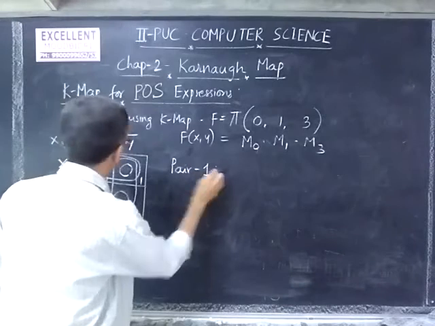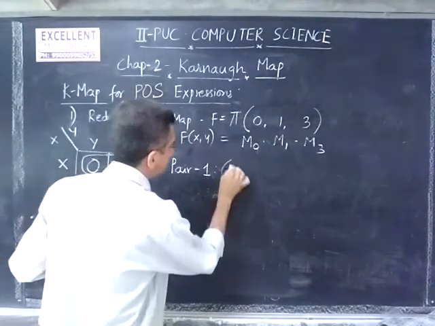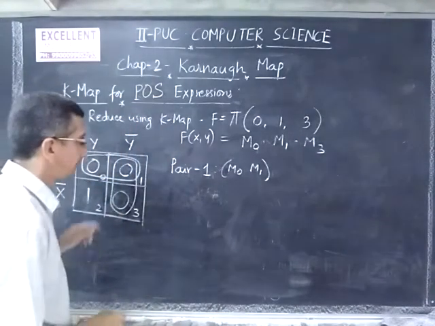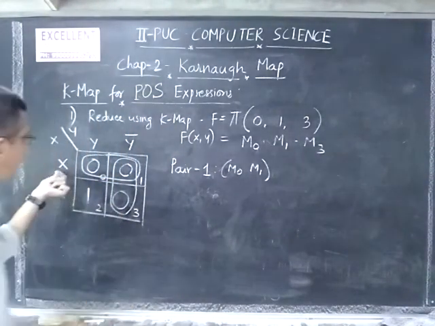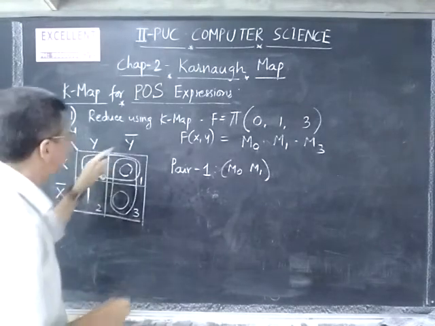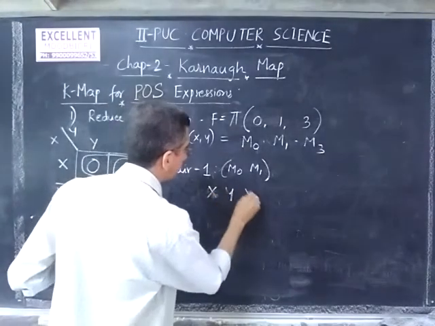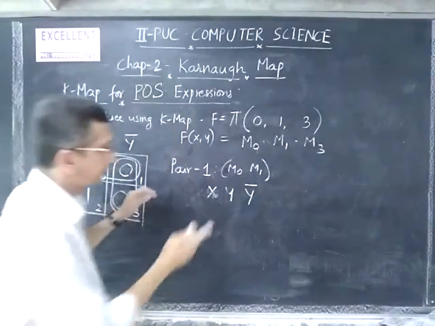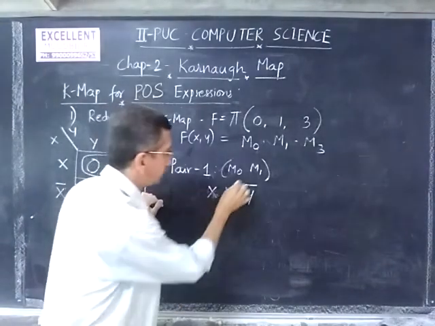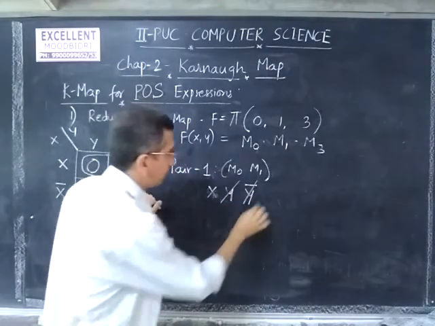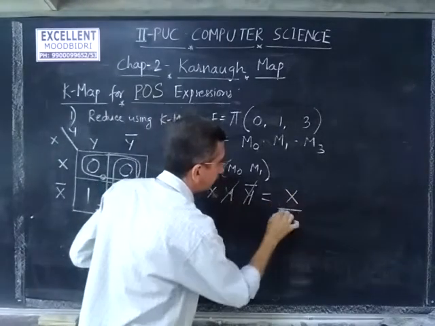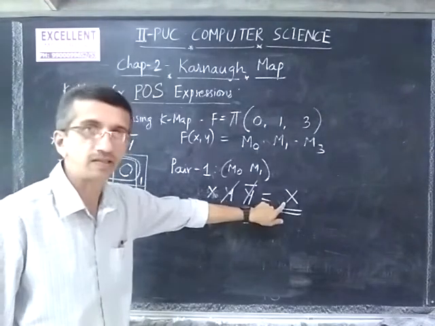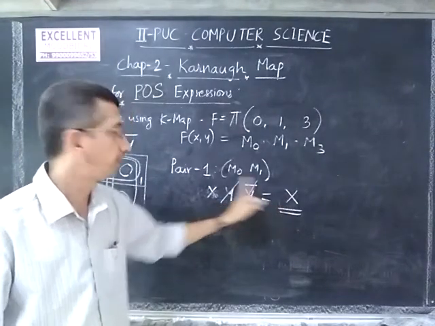So pair 1. It is M0 and M1. That is the pair. So if you write the corresponding terms for this, x, y and y bar. X, y and y bar for this. So cancellation, y and y bar. So this will cancel. So what is left out is only x. So from the pair, one variable is cancelled, one remains. X is the resultant term from the pair 1.